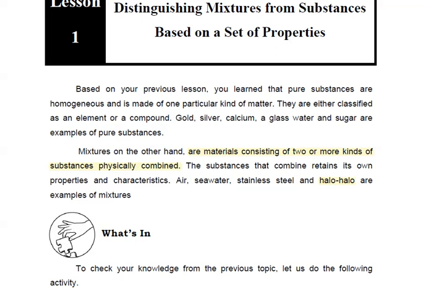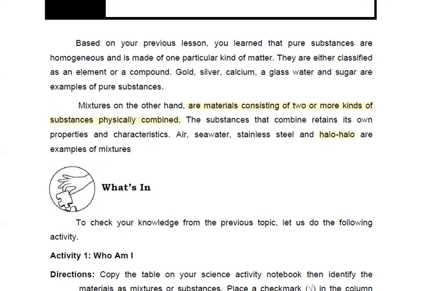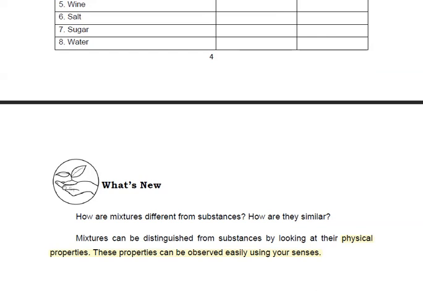So, mixtures are materials consisting of two or more kinds of substances physically combined. So, ang example nato ani kay halo-halo, meaning sa sulod sa halo-halo na ay mga substances like na ay milk, na ay ice, dayon sago, no? And then gi-combine sila, giuban, isagol. Okay? And after doing this, let's go to what's new.